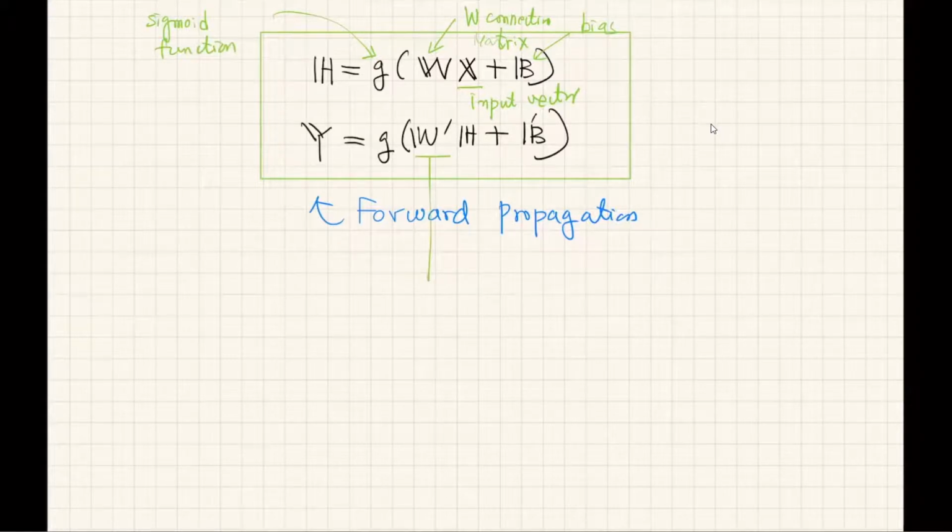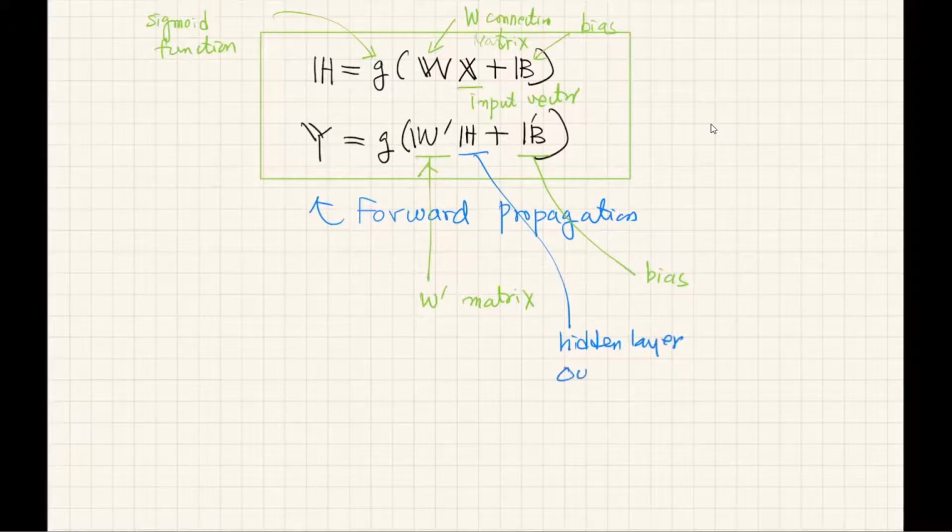This W dash is also a weight matrix. It describes the connection from hidden layer to output layer. This is the bias to make a connection from hidden layer to output layer. This H is the hidden layer output vector. And finally, this Y is the output vector.